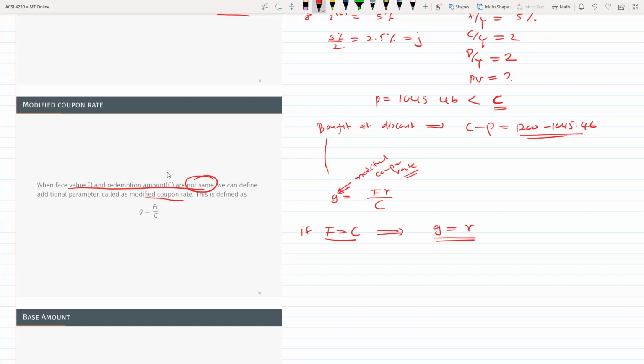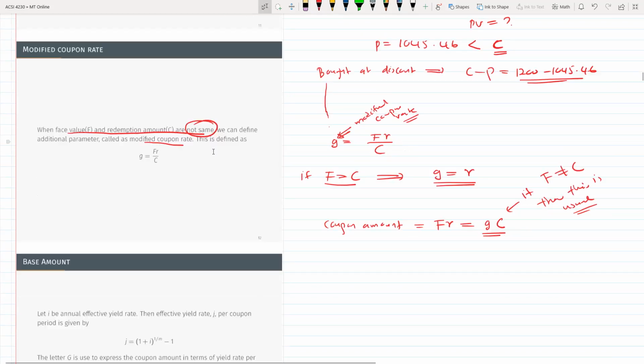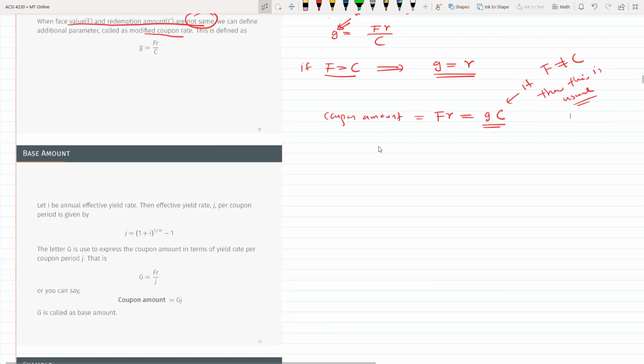Okay. So using the redemption amount basically, if you know the modified coupon rate, then all you have to do is multiply it by the redemption amount and you get the coupon amount. So you can see the coupon amount you can calculate in two different ways. One is using Fr, the other one is G times C. This is useful if F is not equal to C. If you know G and C instead of F and r, you can calculate the coupon amount.